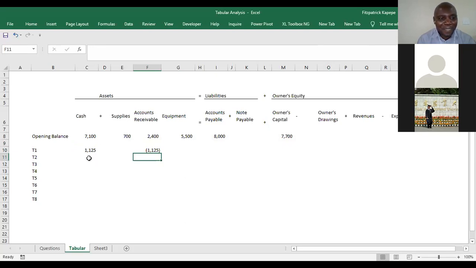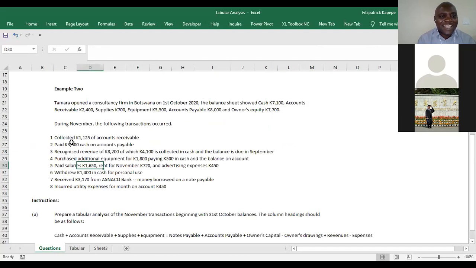Better coach. So then we go to the other component. Guys, this one has been done. I can even put it in here. Then we paid 3,500 cash on accounts payable. Here they owed accounts payable. These are suppliers. They are trade creditors.